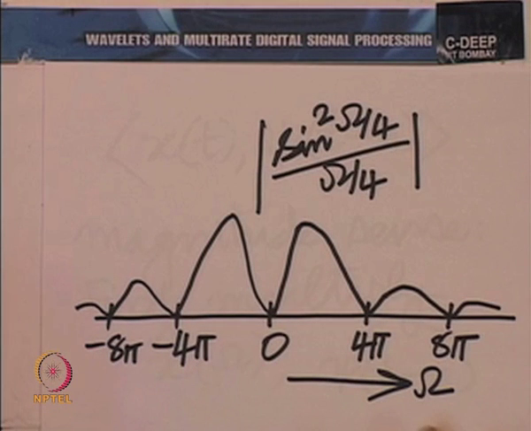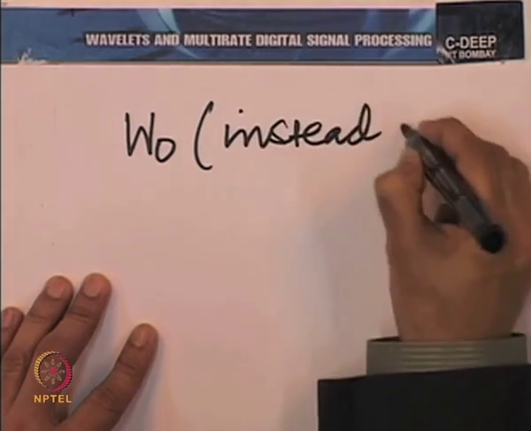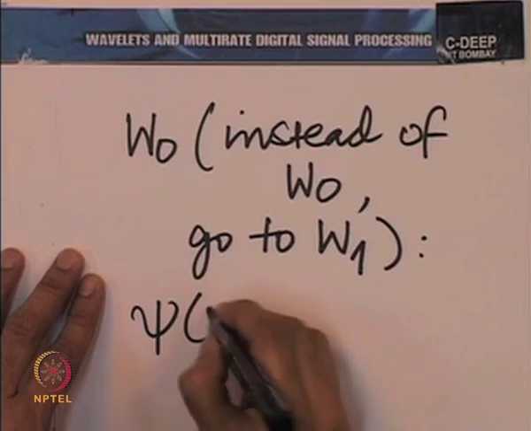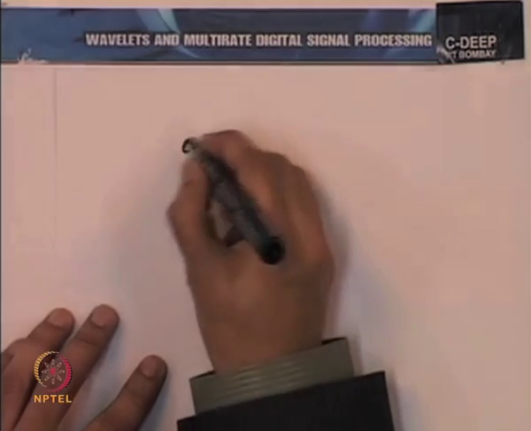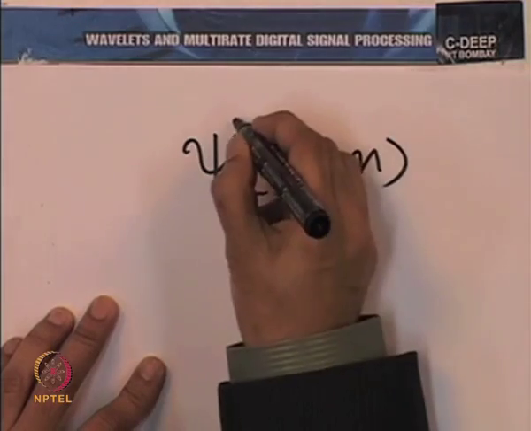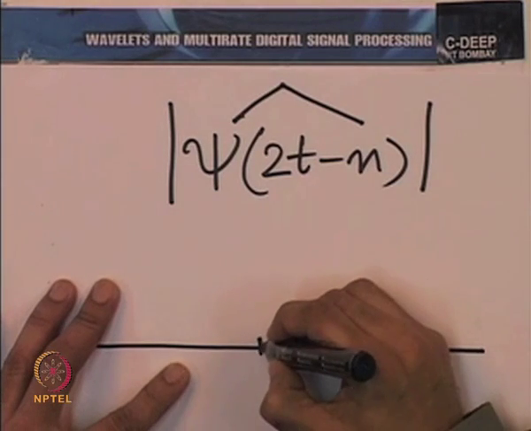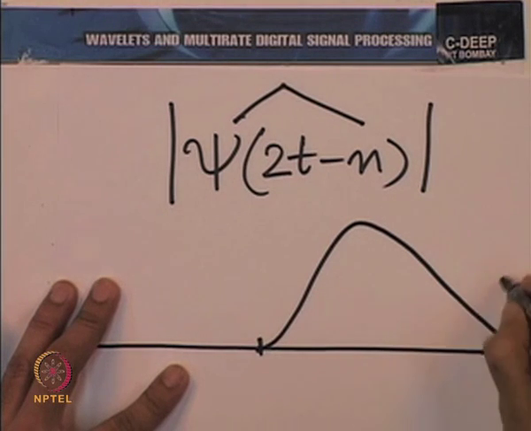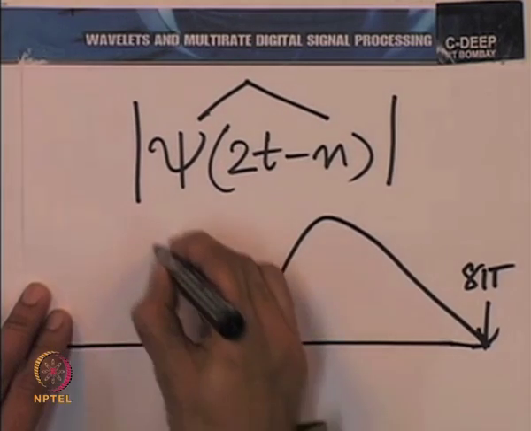And instead of psi of t, if you take psi of 2 t for example, so if you take say instead of w 0, if you go to w 1, in which case you would have psi of 2 t minus n. And how would the Fourier transform of psi of 2 t minus n look? So, if you take the magnitude, if you take the Fourier transform of psi of 2 t minus n and plot its magnitude, its appearance would be something like this. It would be stretched. So, instead of going from 0 to 4 pi now, you would have a band between 0 and 8 pi. Of course, symmetrically on the negative side.